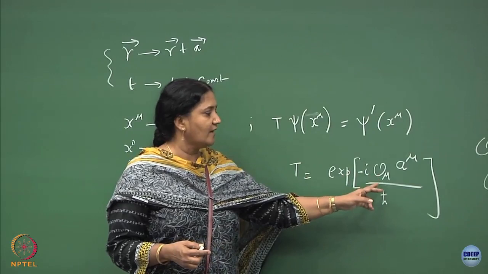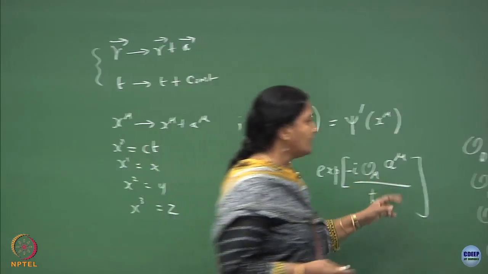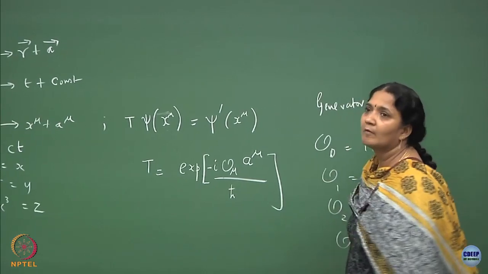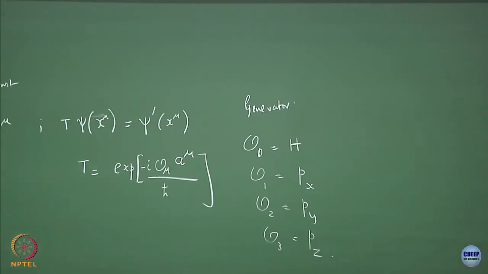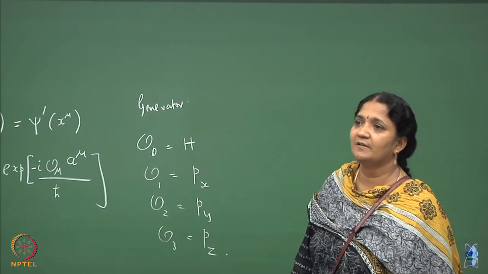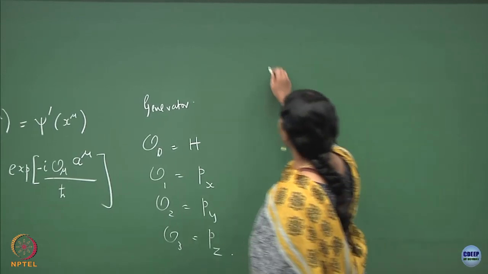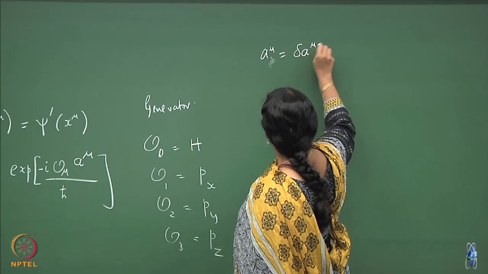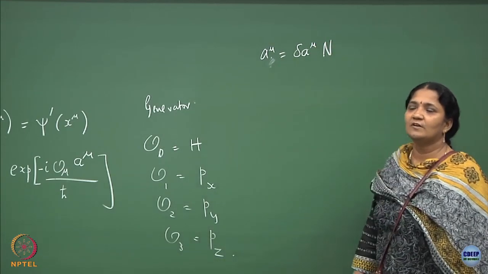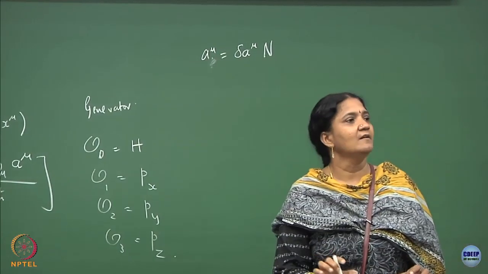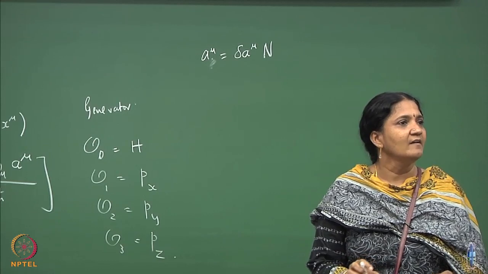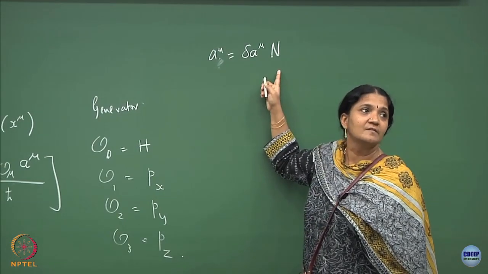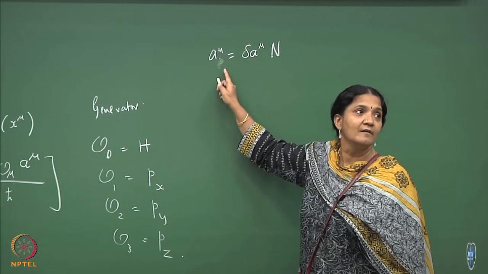But what you have to observe is that this operator is what we called a generator. The role of a generator is that if you do an infinitesimal transformation, by infinitesimal I can write my a mu to be delta a mu times n. You can do the finite translation in n steps, each step having an infinitesimal step, ok. So, these delta a mu's are very small, and n times this will be the total finite translation.